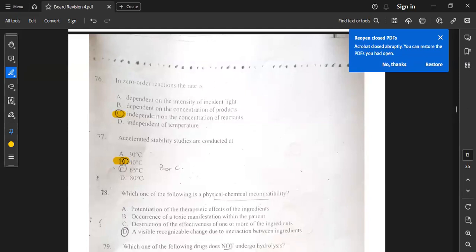Go to number 78, which asks, which one of the following is a physicochemical incompatibility? Before we go to number 78, Rami is taking us back to number 75. Just a second. Let's see what number 75 has now that we've not gone so far.